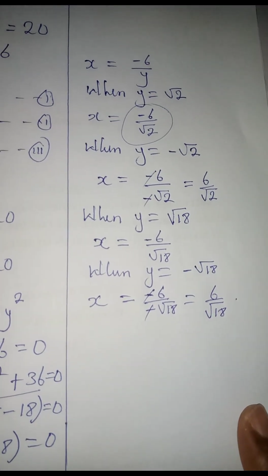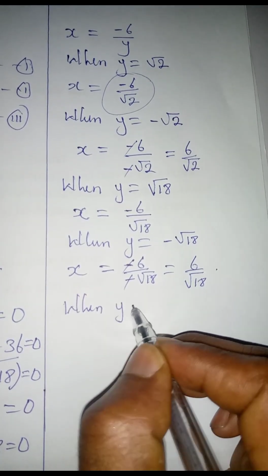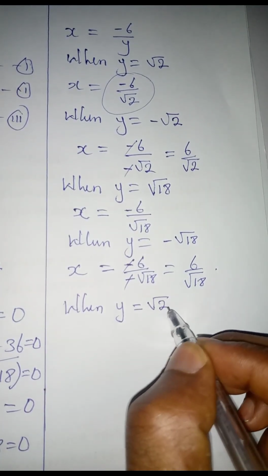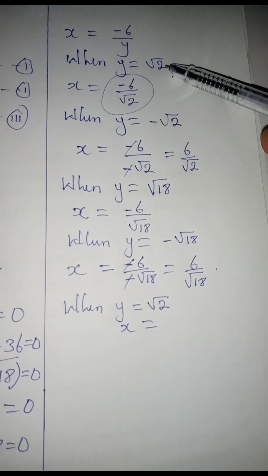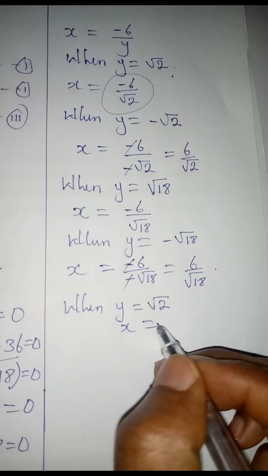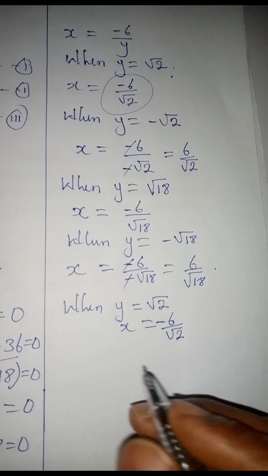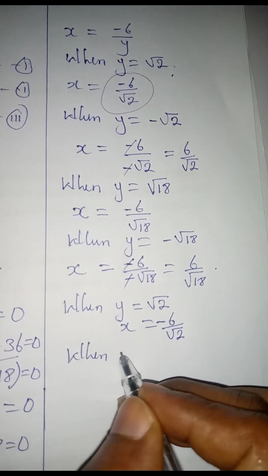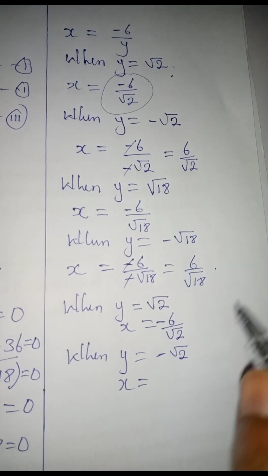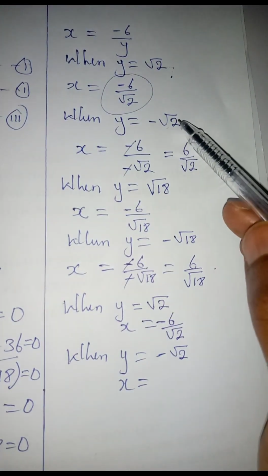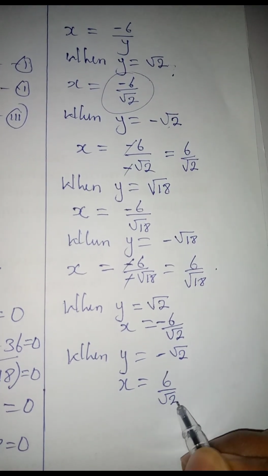Now let's get all the values. When y is equal to square root of 2, x is equal to minus 6 over root 2. Let's stop here. We can proceed, but let's leave it at this level. Then when y is equal to negative square root of 2, x will be equal to 6 over root 2. So I'll have plus 6 over root 2.